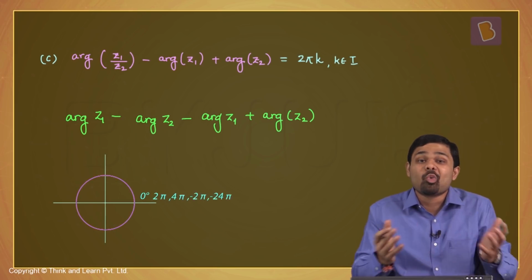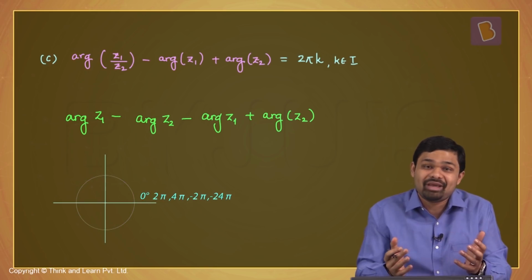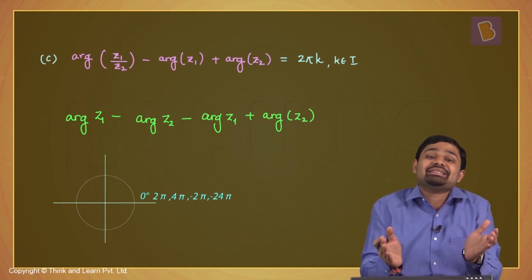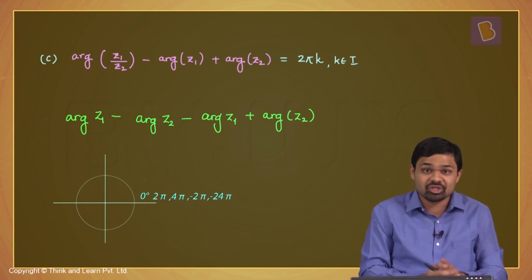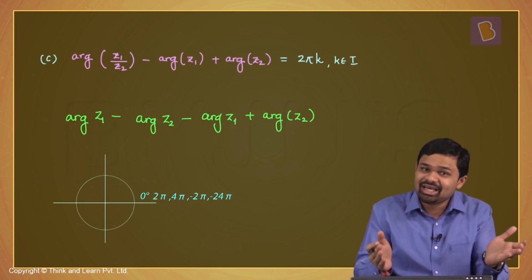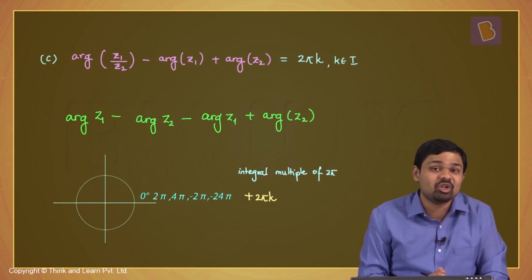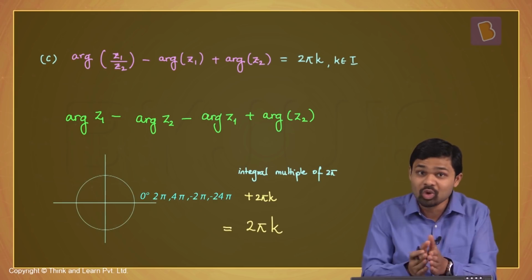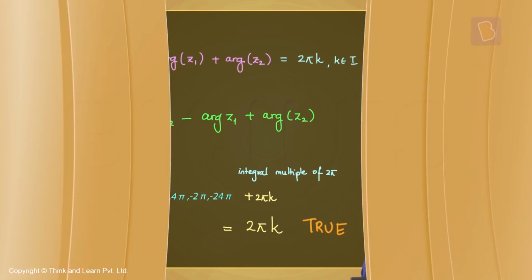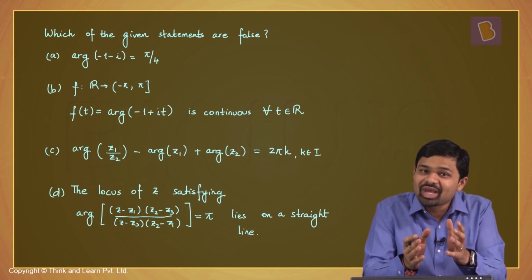It doesn't matter which integral multiple of 2 pi we consider. All of those angles are exactly the same in our quadrant system. So in fact, this entire expression is an integral multiple of 2 pi, which means this option is true and we don't mark this option. We will now look at the second option.